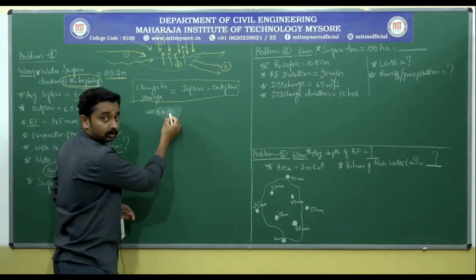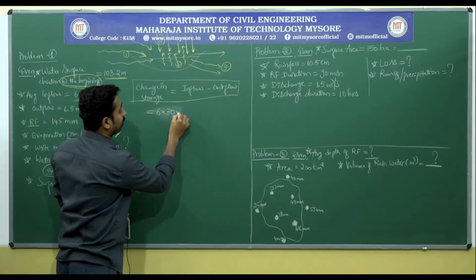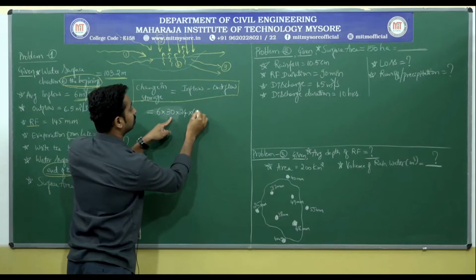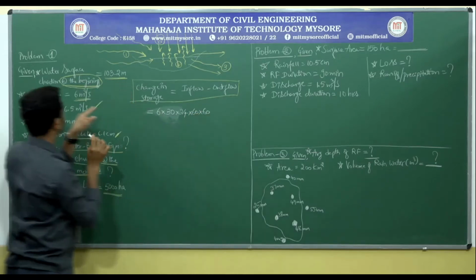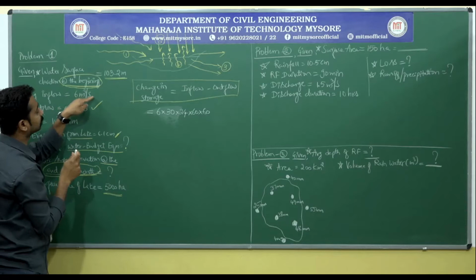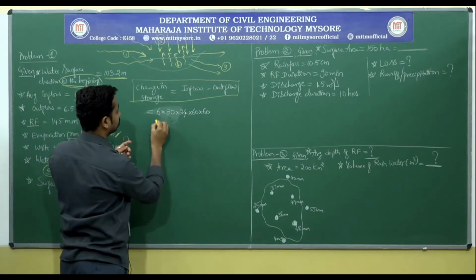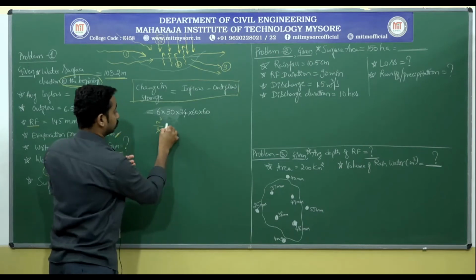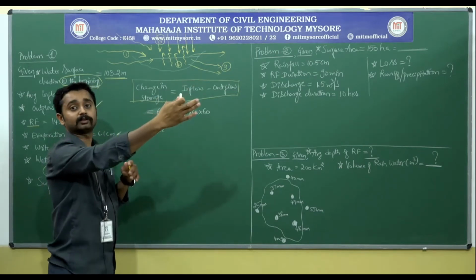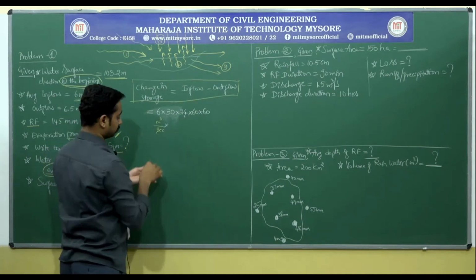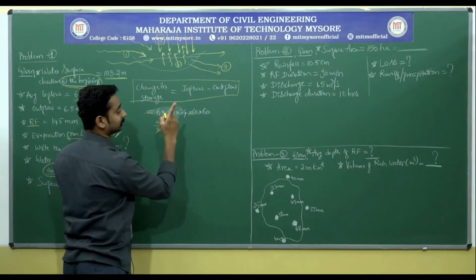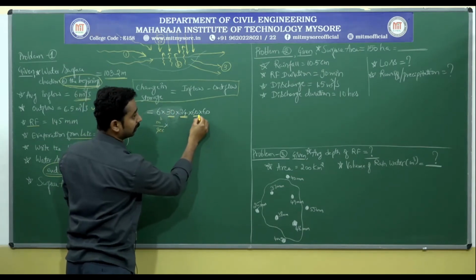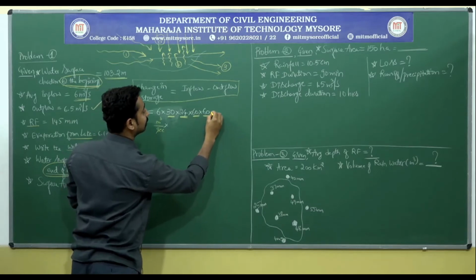So 1 month is 30 days, 1 day is 24 hours, 1 hour is 60 minutes, 1 minute is 60 seconds. Be careful. This is inflow 6 meter cube per second. For how many days is it coming? For a month, that means for 30 days. 1 day is 24 hours, 1 hour is 60 minutes, 1 minute is 60 seconds.